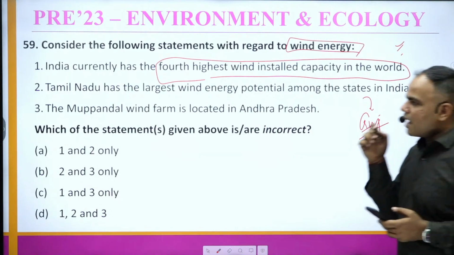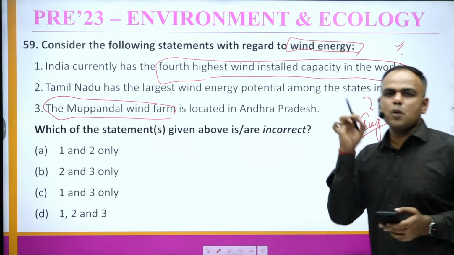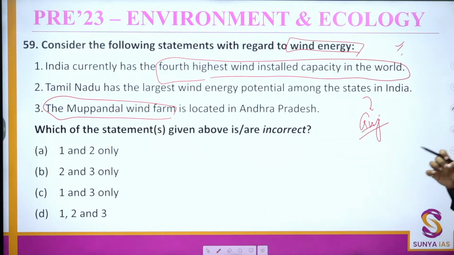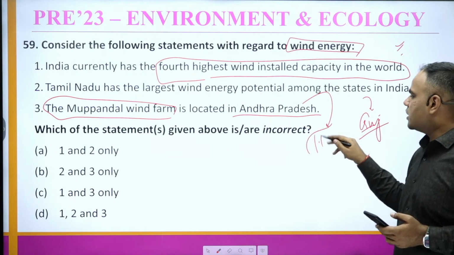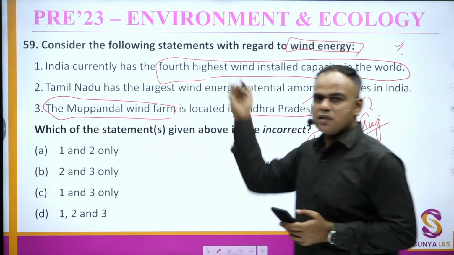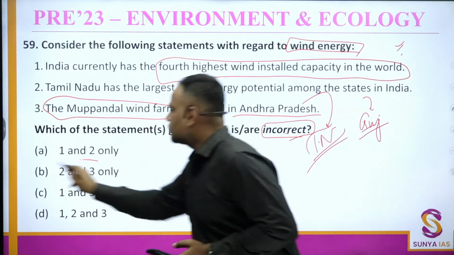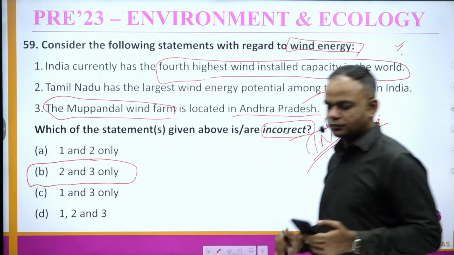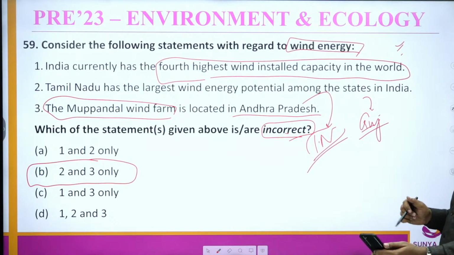Okay, and this Mupandal wind farms, they're asking you where these are located, right? So these are located, not in Andhra, this is actually located in Tamil Nadu. So because of this, 2 and 3 are wrong. The question is directly asking you which is incorrect. The answer is 2 and 3. So here the answer is 2 and 3.